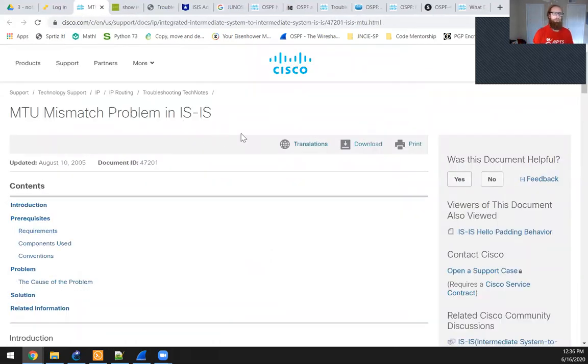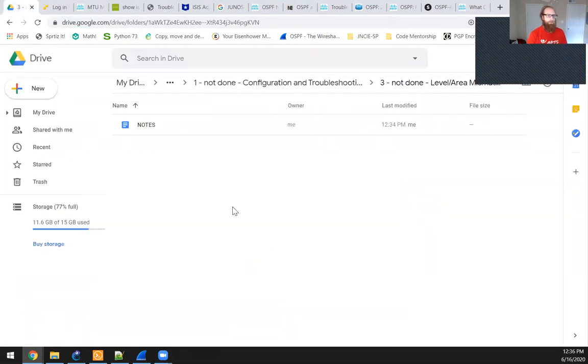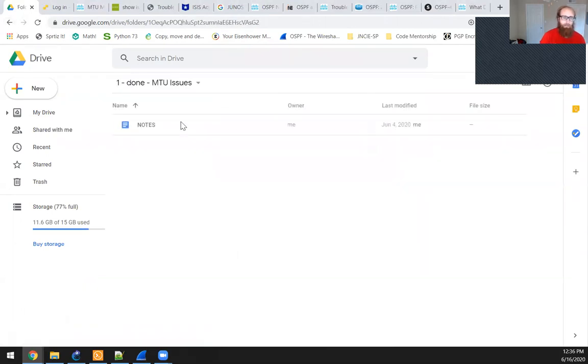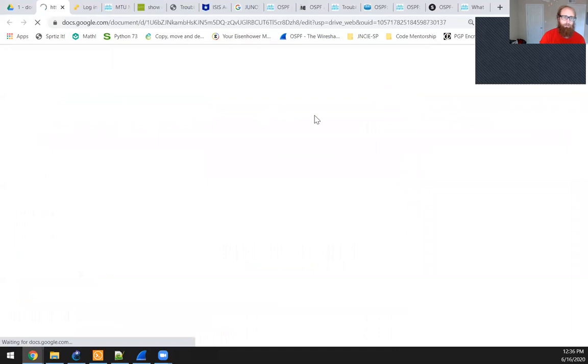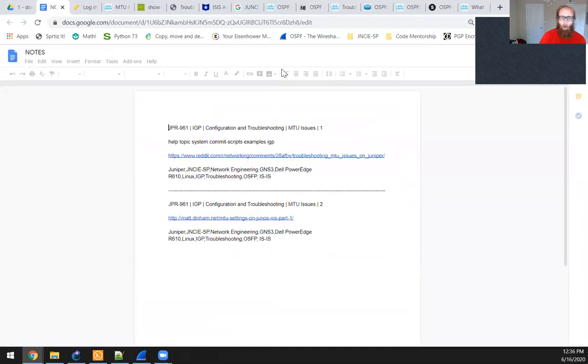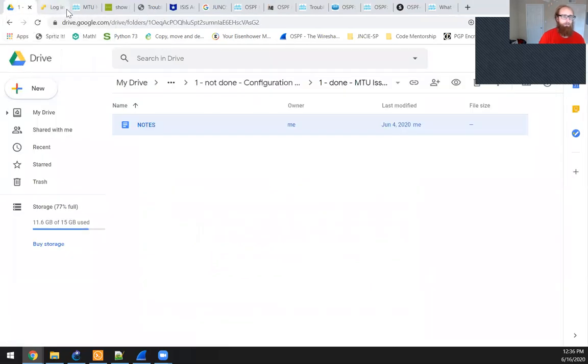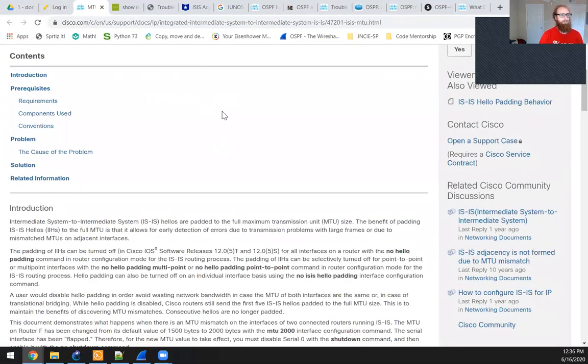Here we go, MTU mismatch problem in ISIS. So unfortunately, this is not for that. This topic is going to be about area and level mismatch problems. But we already did finish the MTU problem. So let's go back and review. It's always good to review.